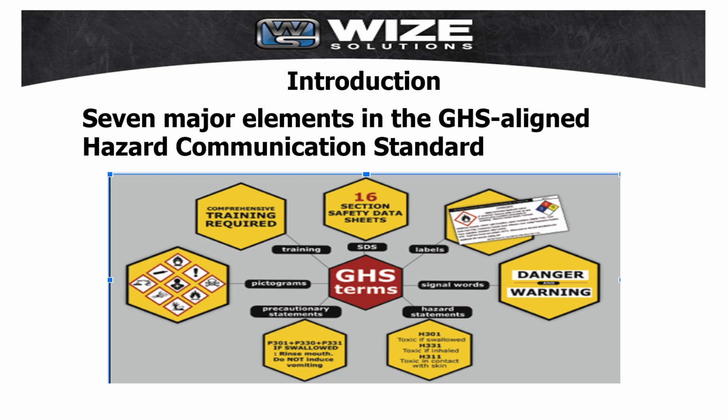Seven major elements of hazard communication in the Globally Harmonized System include SDS, labels, signal words, hazard statements, precautionary statements, pictograms, and training.